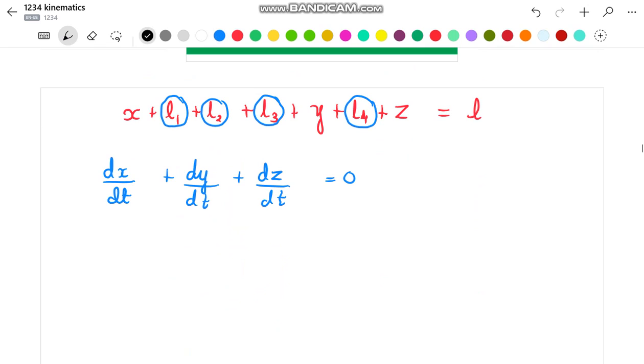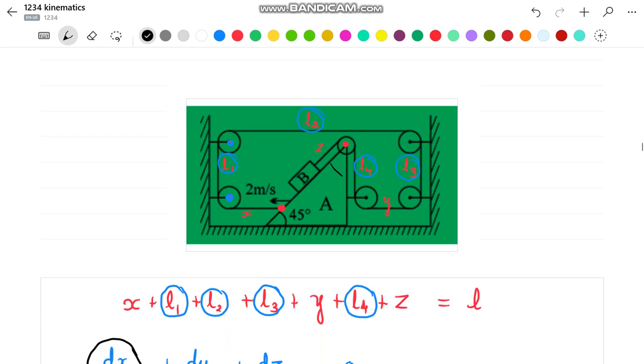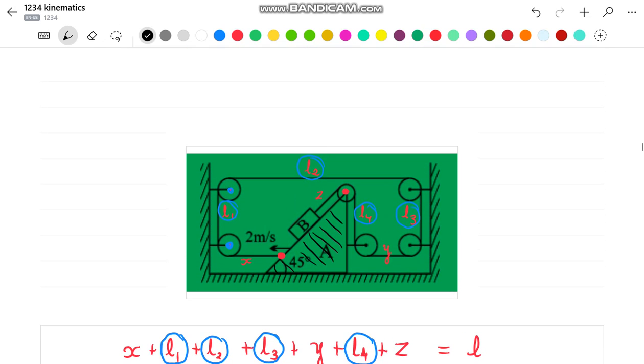Now the value of dx by dt which is mentioned in the problem is equal to -2 since x will decrease. When the wedge will shift towards left, the value of x will decrease, so I am taking dx by dt as -2. Similarly, dy by dt will be taken as +2, and dz by dt finally will be equal to 0. So it simply means that with respect to the wedge, the speed of block is 0.